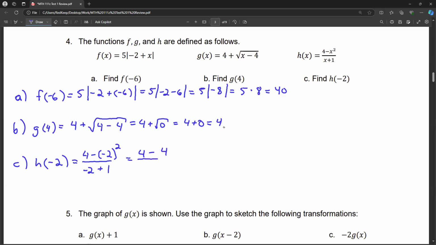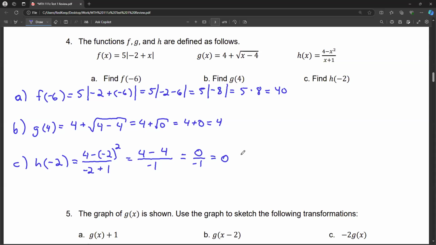Okay, so let's think about the denominator real fast. -2 plus 1 looks like that's going to be equal to -1. Okay, so let's finish this off by looking back at the numerator of this fraction. We have 4 minus 4. 4 minus 4 is equal to 0, isn't it? And this is okay. We're not dividing by 0 in this scenario. We're actually just taking 0 and dividing it by -1, which is equal to 0. So for part C, we found out that h of -2 is equal to 0.